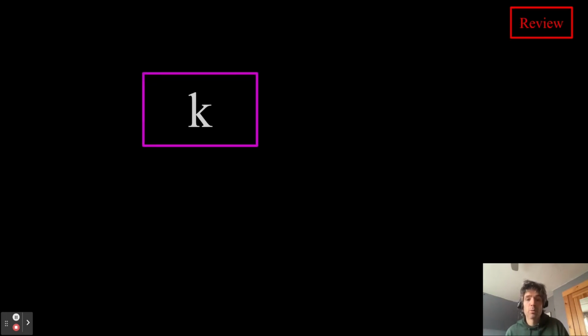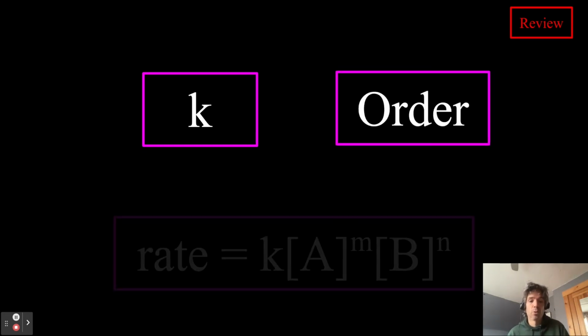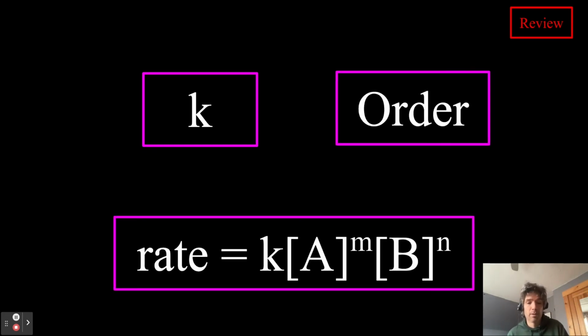All right. I just want to review a couple things. K is your rate constant value. It's a proportionality constant. It's just a number. And the order is the exponent of the given reactants. And the order expresses how, when the concentration changes, that will affect the rate.